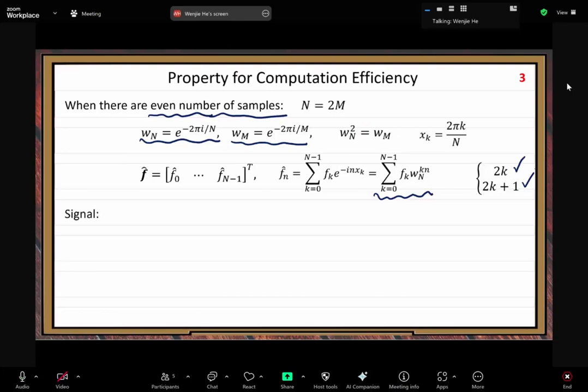Here is the original signal, like this. Then we split the signal into two halves, an even half and an odd half. Even samples, odd samples. Two vectors, the even and odd vectors, of the same size.